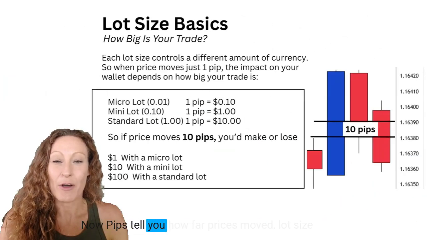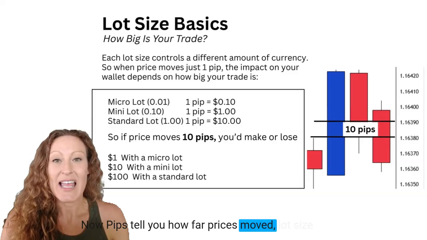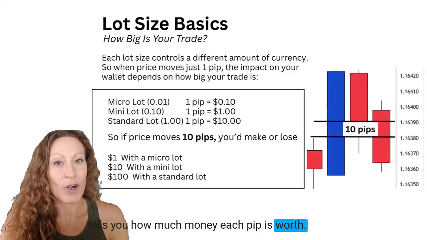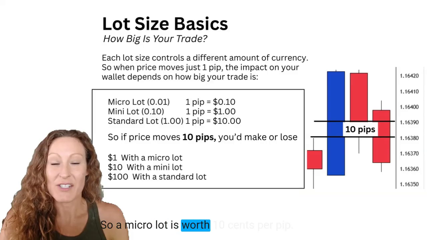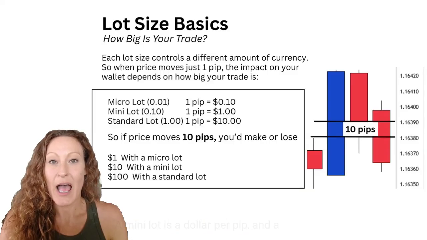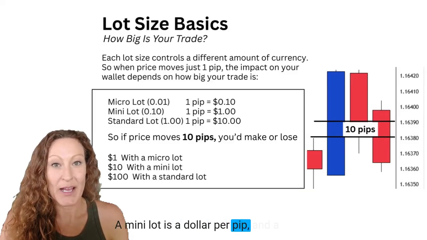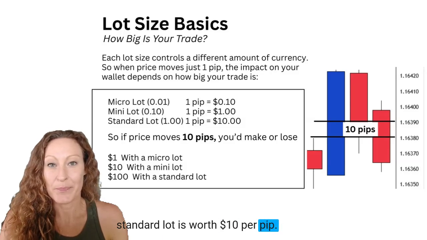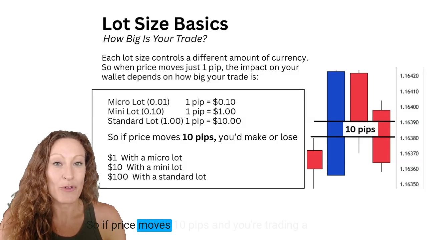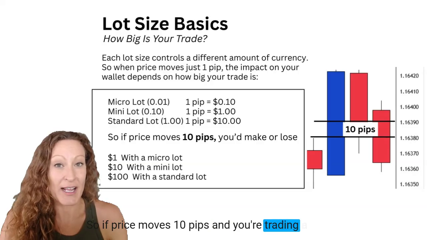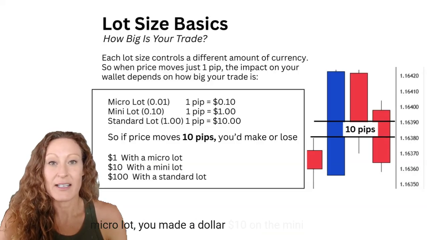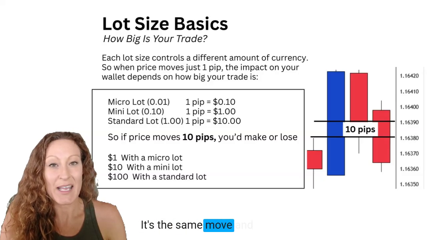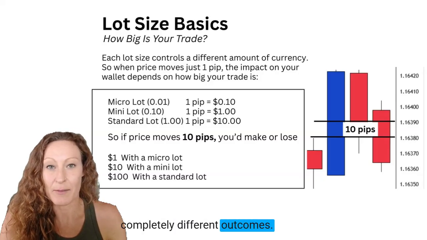Now, pips tell you how far prices moved. Lot size tells you how much money each pip is worth. So a micro lot is worth 10 cents per pip, a mini lot is $1 per pip, and a standard lot is worth $10 per pip. So if price moves 10 pips and you're trading a micro lot, you made $1. $10 on the mini lot, $100 on the standard lot. It's the same move and completely different outcomes.